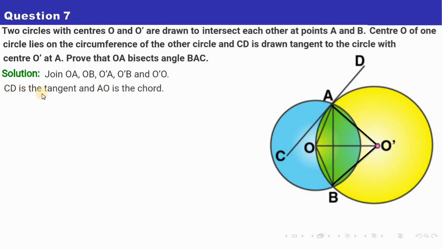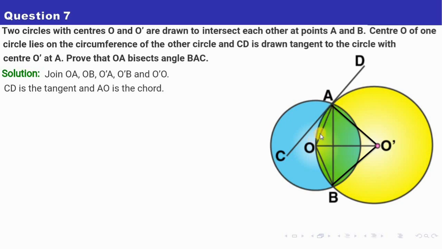So we see that CD is the tangent and AO is the chord, right? And as we need to find this angle, we have to make use of the alternate segment theorem again. So I am looking at only this bigger circle. In the bigger circle, AO is the chord, right?